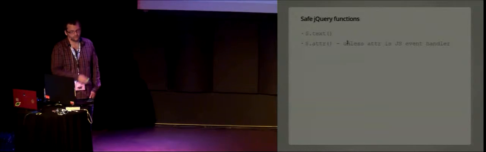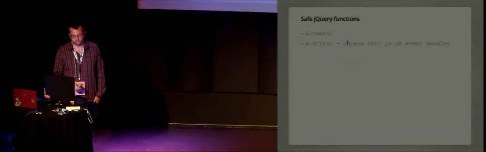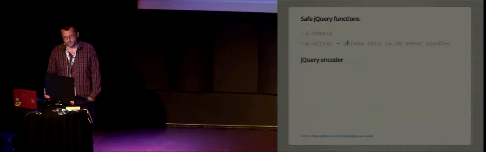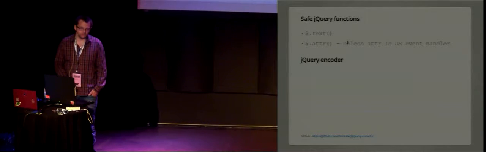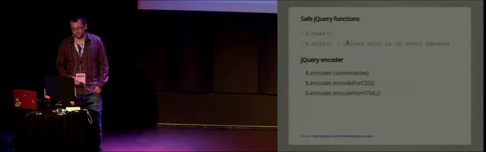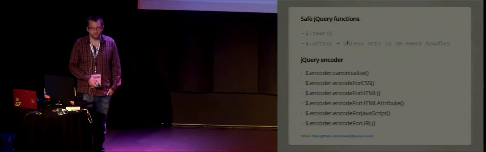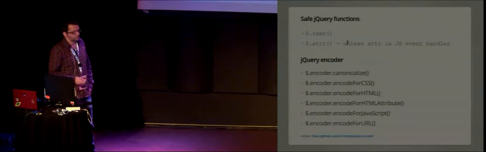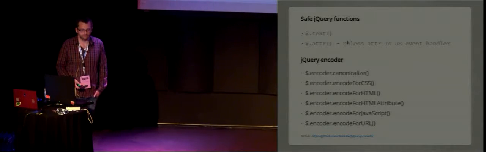But of course, it's not safe if you use it with an event handler, but you shouldn't do that anyway if you're doing a JavaScript-based app. There's a tool on GitHub called the jQuery encoder, which you can use to basically escape things properly. So you can escape things for the different contexts that appear on a page. And this is really important because a lot of people think that escaping, yeah, you just escape for HTML and then you're done. But it's not that easy.